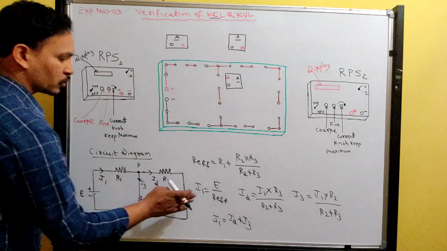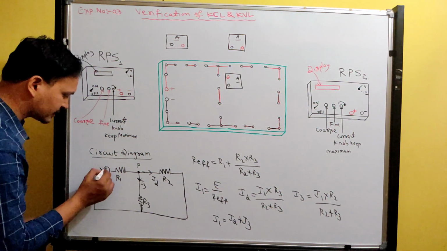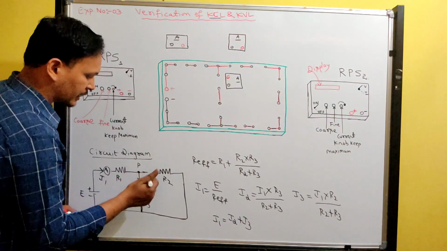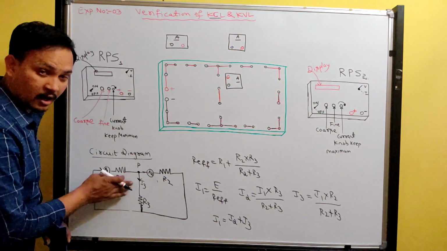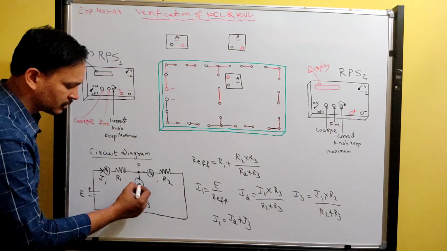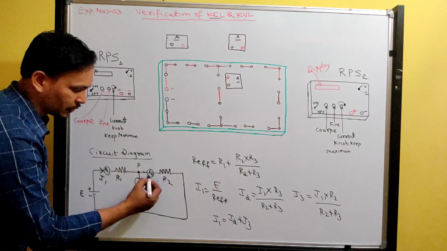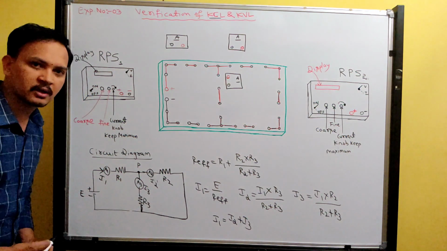Okay. So now to measure I1 current, I am going to connect one ammeter here. Let's say A1 ammeter. And to measure I2 current, I will connect one ammeter here, that is A2. To measure current in R3 resistance, I will connect one ammeter. What is that ammeter? A3. That will measure I3 current. Ammeter A2 measures I2 current. Ammeter A1 measures I1 current.